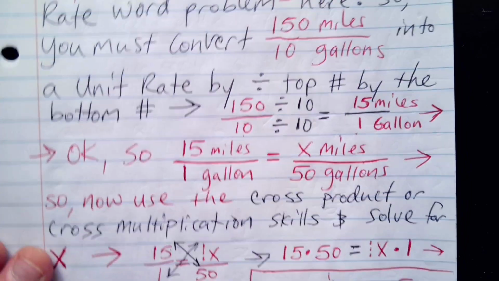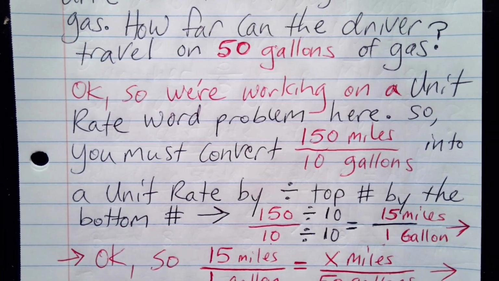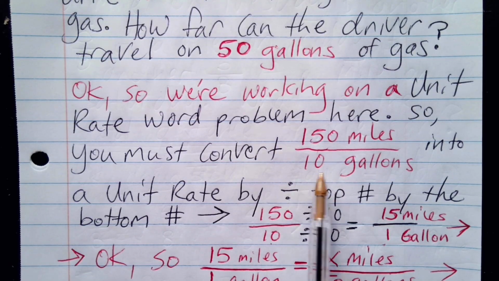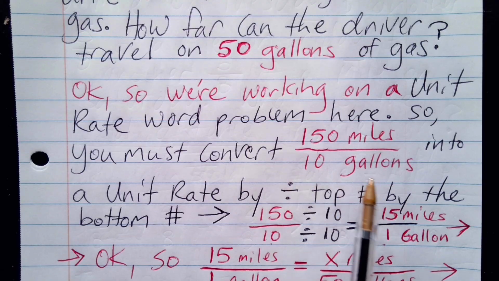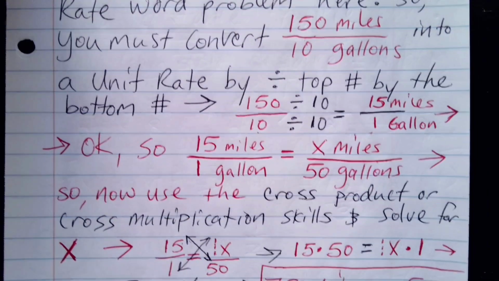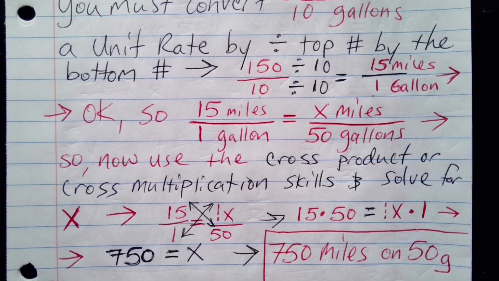So 150 miles. I know that if I multiplied 5 times the 10 gallons, that would give me the 50. But what I do to the bottom, I must also do to the top. So 150 plus 150 plus 150 plus 150 plus 150 is the equivalent to 150 times 5. But yeah, I could have multiplied both top and bottom to get 750. So I'm just trying to show you here there are more than one way to solve these particular type of problems. I hope this video number 3 was helpful.